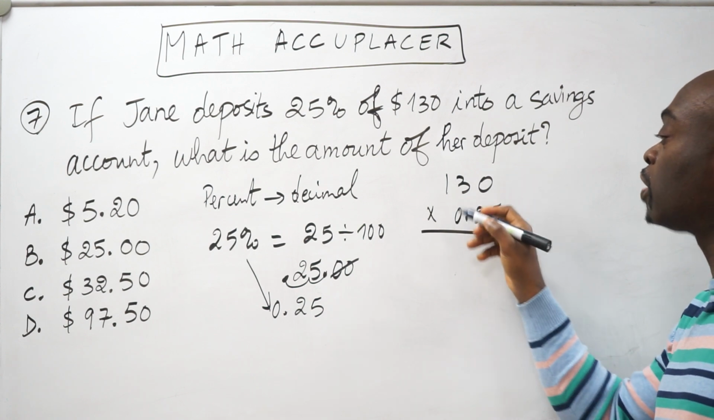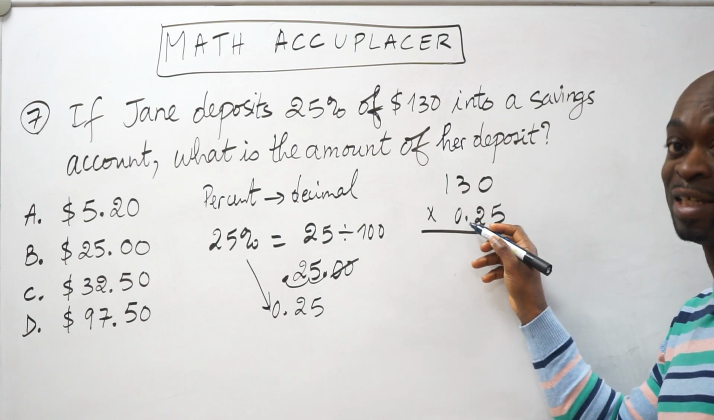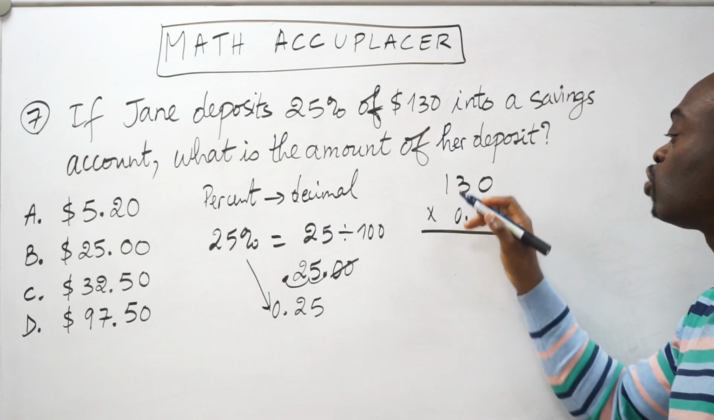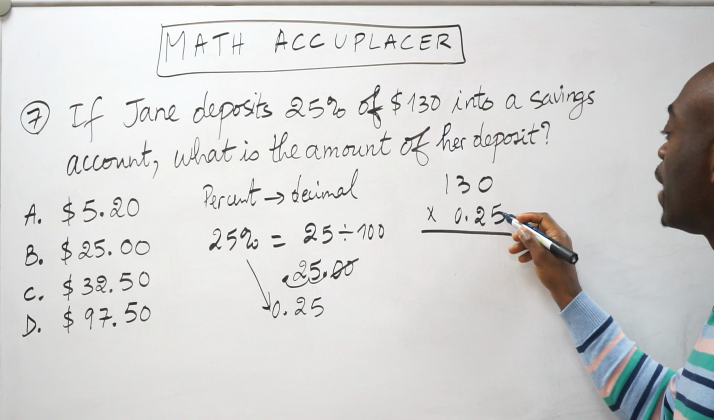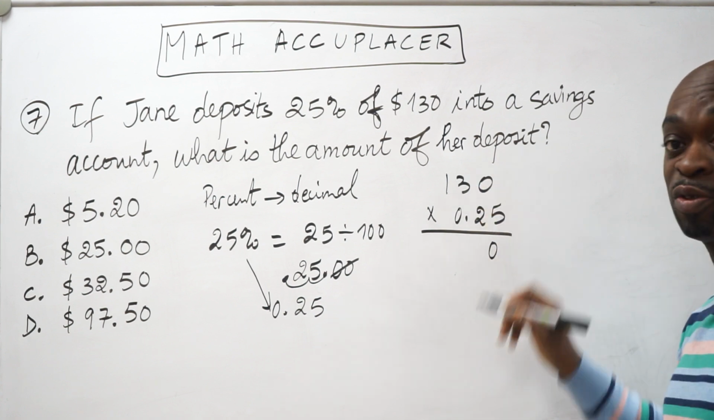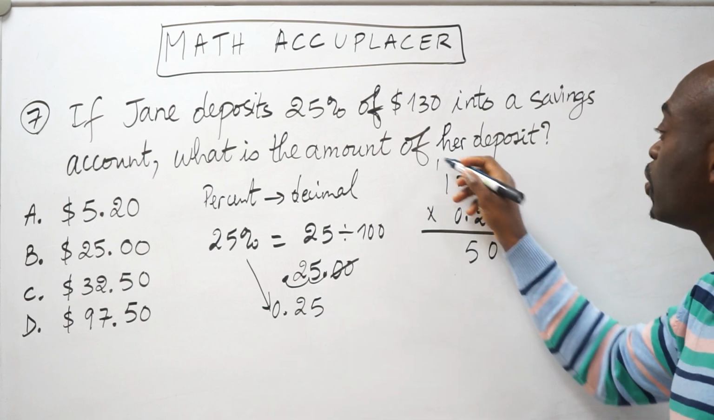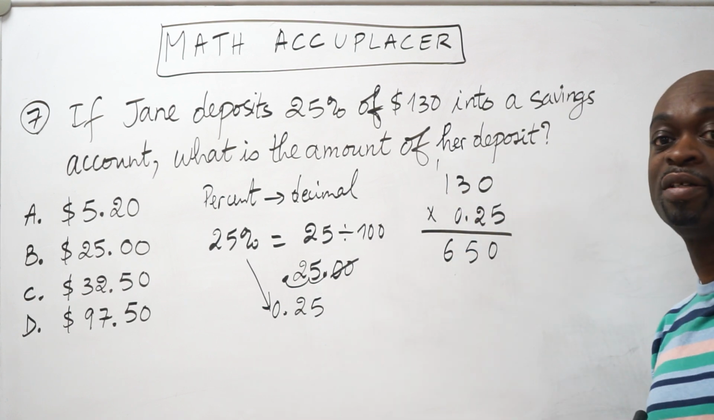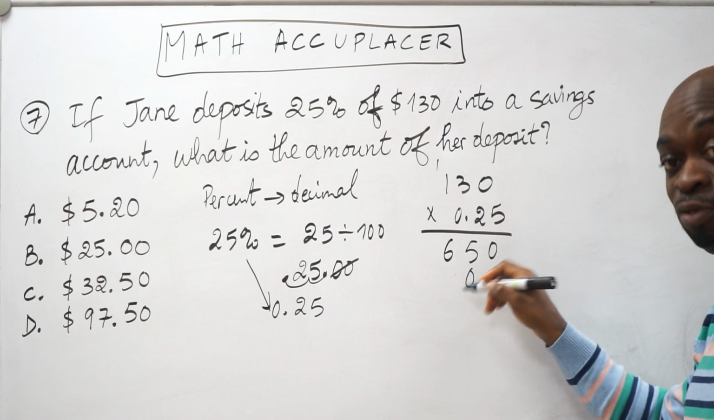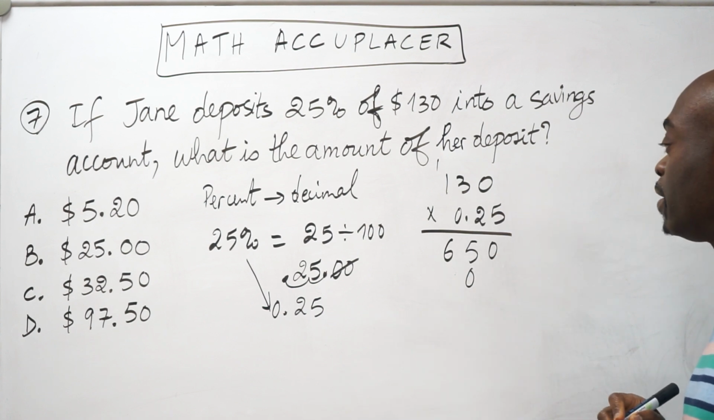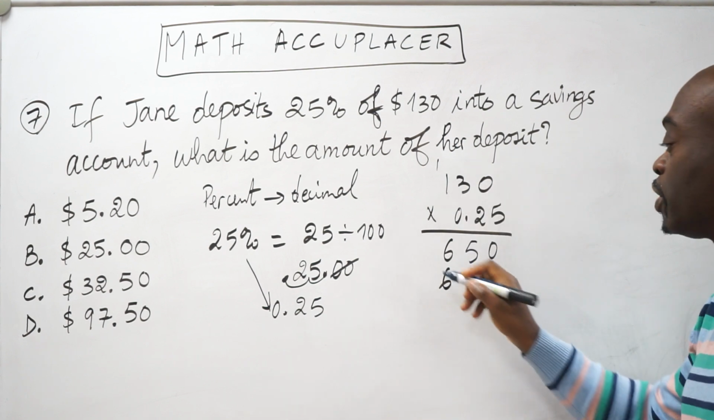So here we're going to multiply 130 by 0.25, but ignoring the decimal place. It's like we're multiplying 25 by 130, all right? So let's go for it. 5 times 0 is 0. 5 times 3 is 15. Carry 1. 5 times 1 is 5, so you add 1 to it. That gives you 650. Then 2 times 0 is 0, you come under the 5 here. 2 times 3 is 6, and 2 times 1 is 2.